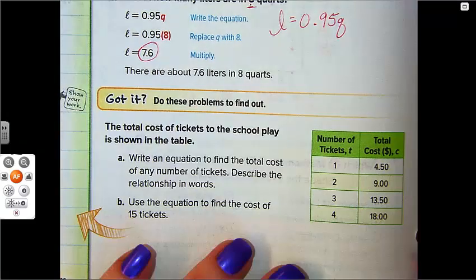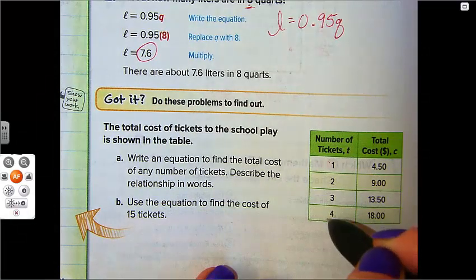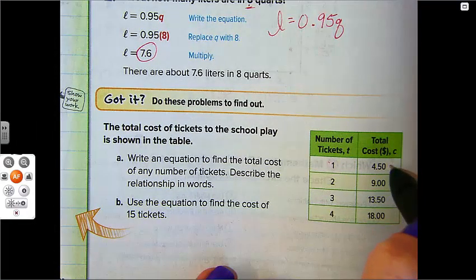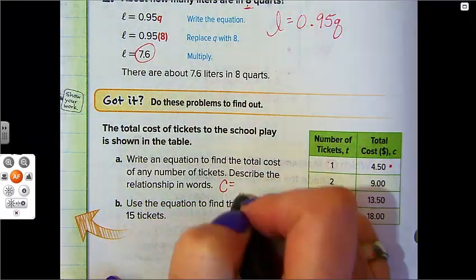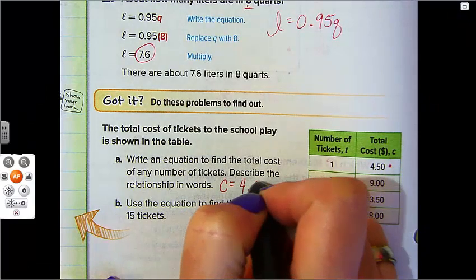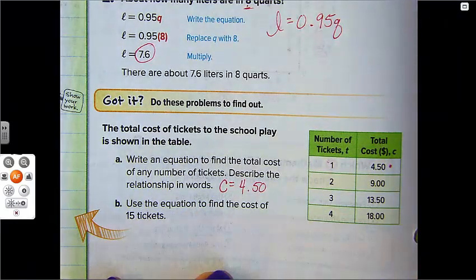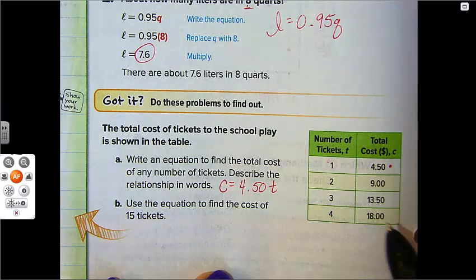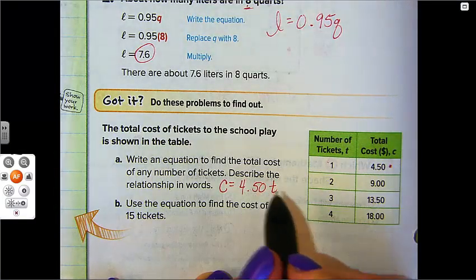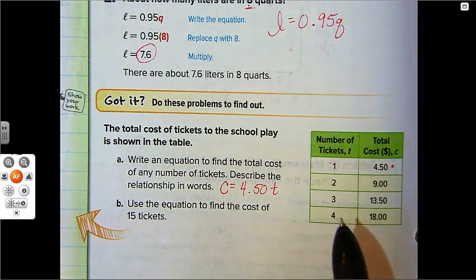So let's find our change. Well, my change over here is 1. And we know that for 1 ticket, it's $4.50. So the cost is going to be $4.50 times however many tickets I want to buy. So I can write this equation because it's $4.50 per ticket. And now let's say I want to buy 500 tickets.